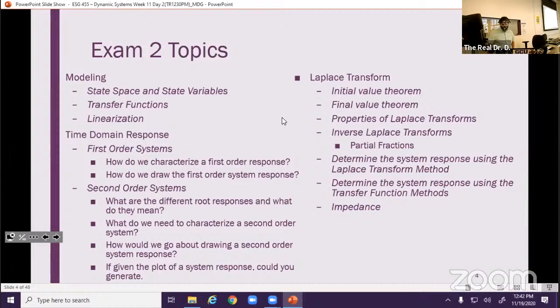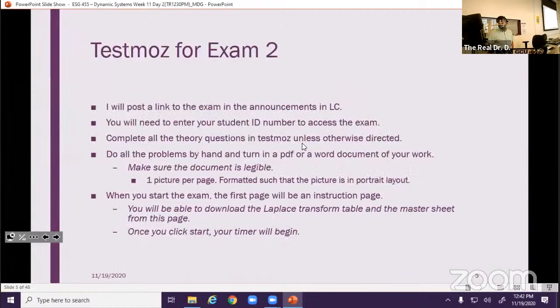All right. Anyway, cool. So TestMoz, right? Everybody's favorite exam website. I don't even know why they called it TestMoz, but that's what it's called. And that's how we're going to take exam 2, right? So what is different for you guys? Nothing. You are still going to take it on your computer.